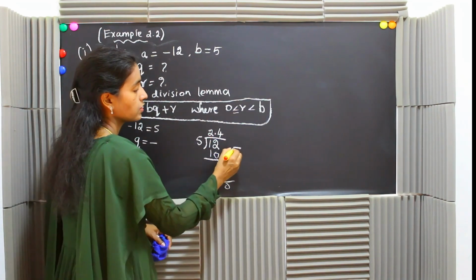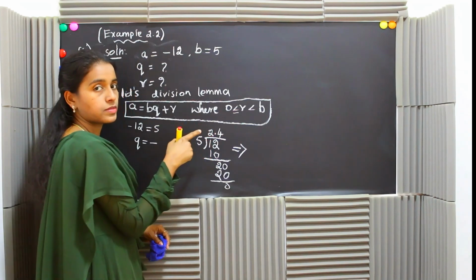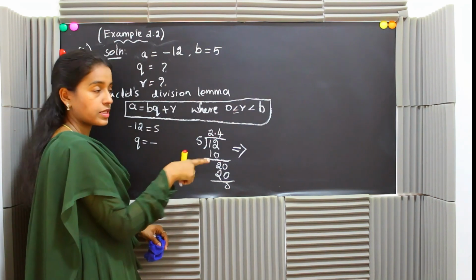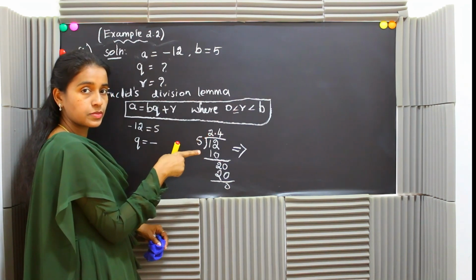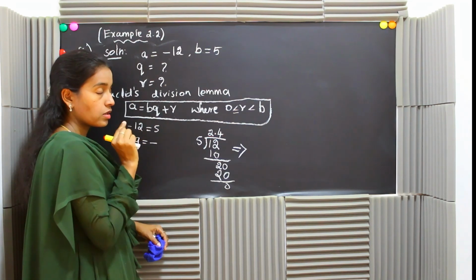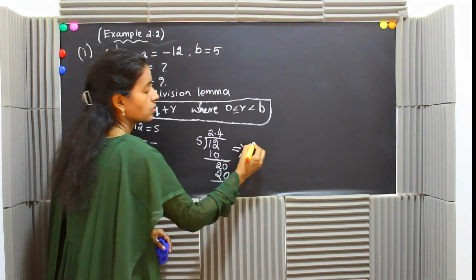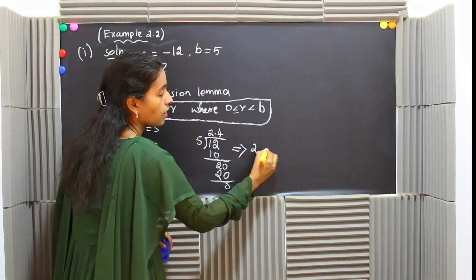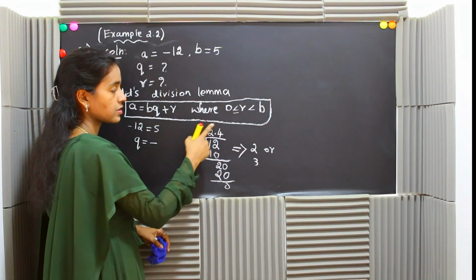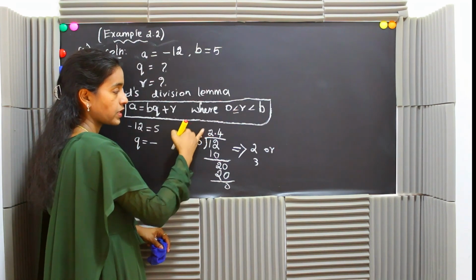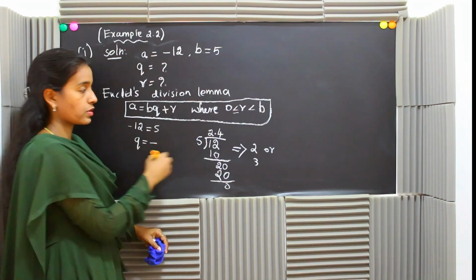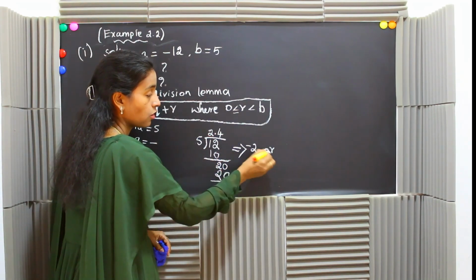Here we should take the whole number as quotient. That should not be a decimal number. It is a point number, so we can say it is a decimal number, but we should not take a decimal number. We should take a whole number, either 2 or 3, because this is 2.4. So we can take either 2 or 3, but it should be negative. Minus 2 or minus 3.